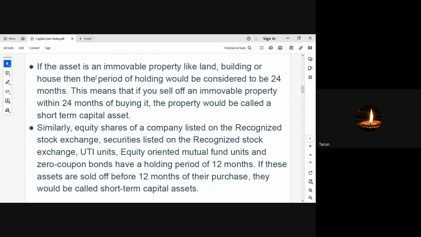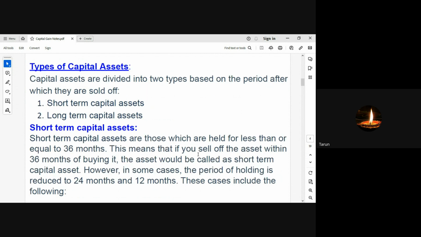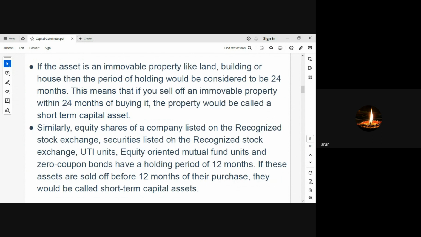So, let's talk about the special cases of short-term capital assets. If the asset is an immovable property like land, building, or house, then the period of holding would be considered to be 24 months. This means that if you sell off such property within 24 months of buying it, the property would be called a short-term capital asset.